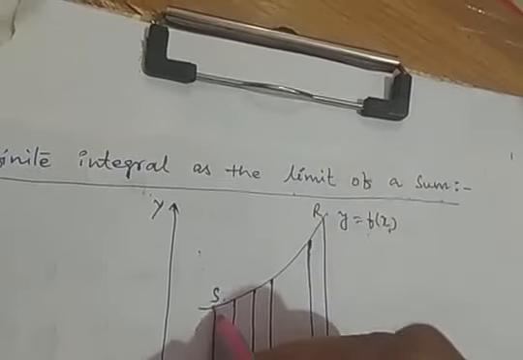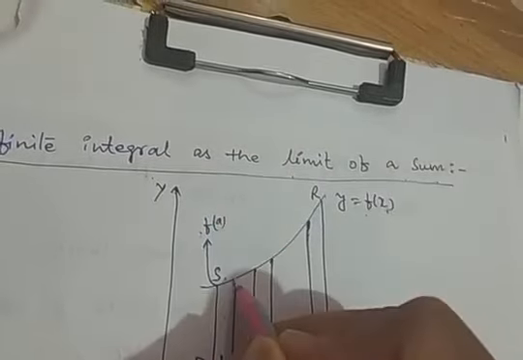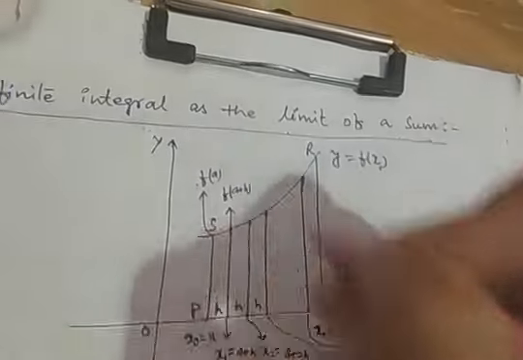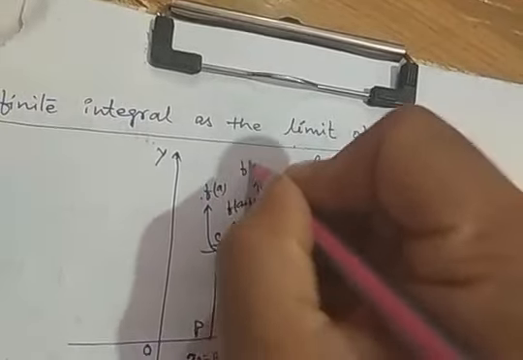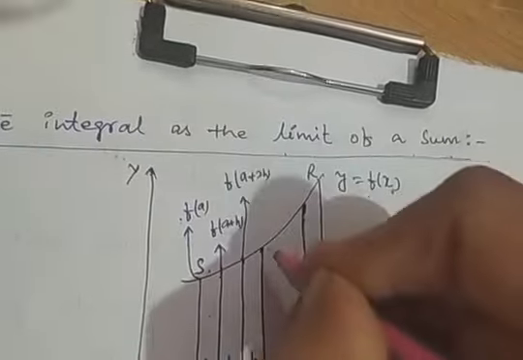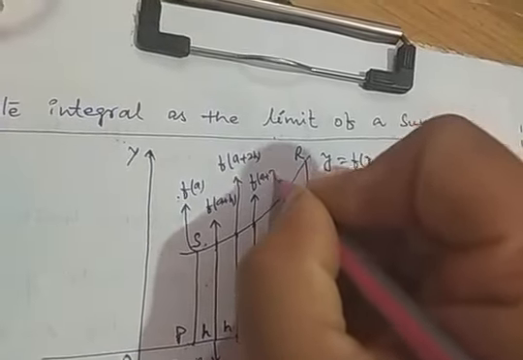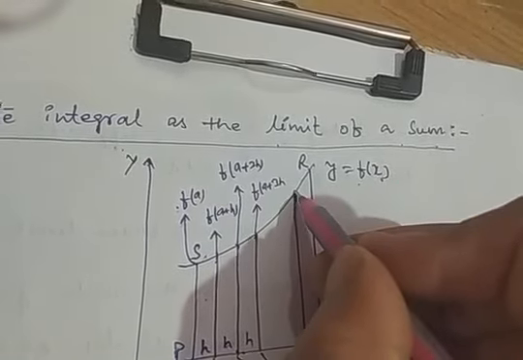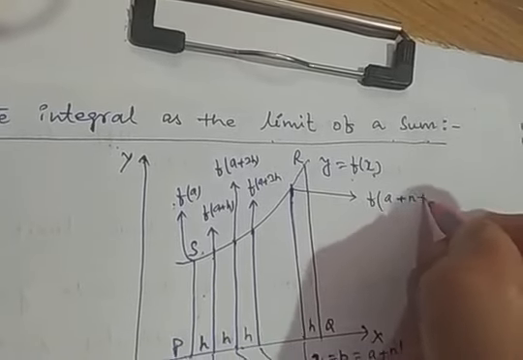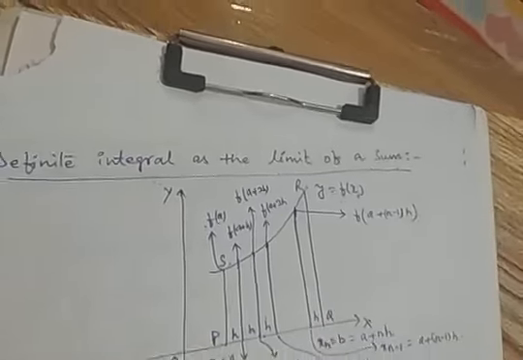So here will be f(a), the value here will be f(a + h), this is f(a + 2h), and this is f(a + 3h), and this will be f(a + (n - 1)h).